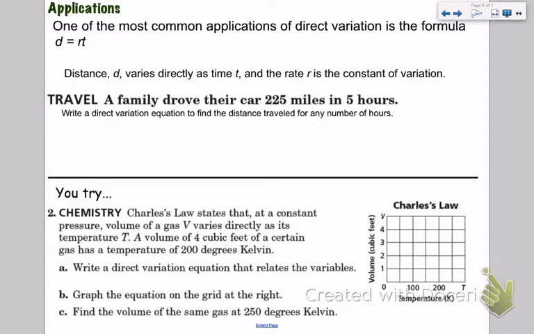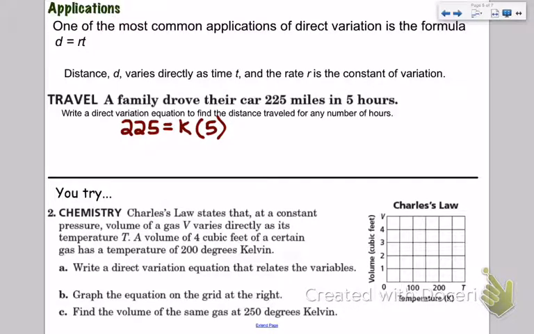One of the most common applications of direct variation is d equals r times t, which means the distance is equal to rate times time. So if we look at this statement, it tells us that a family drove their car 225 miles in 5 hours. So we're going to write a direct variation equation to find the distance traveled for any number of hours. We know that they drove their car 225 miles. We don't know our constant of variation, but we do know it took 5 hours to do this.